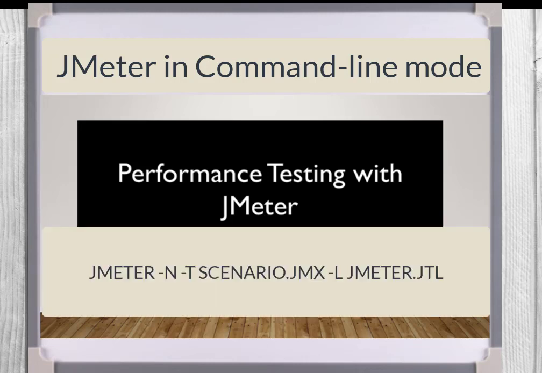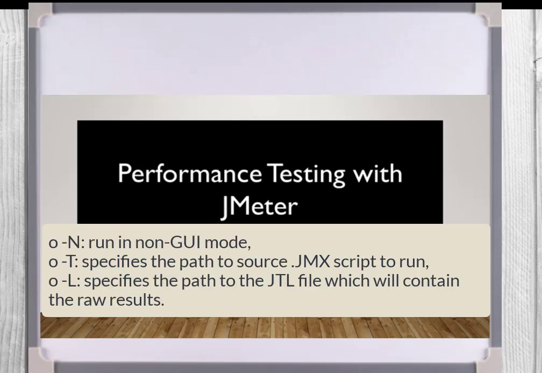As you see here, jmeter -n -t scenario.jmx file -l jmeter.jtl, what file you want the output to go to. The command line has the following parameters. The -n runs in a non-GUI mode, and the -t tells it to specify the path where the script is, and the -l specifies the path to the JTL file, which will contain the raw output results.